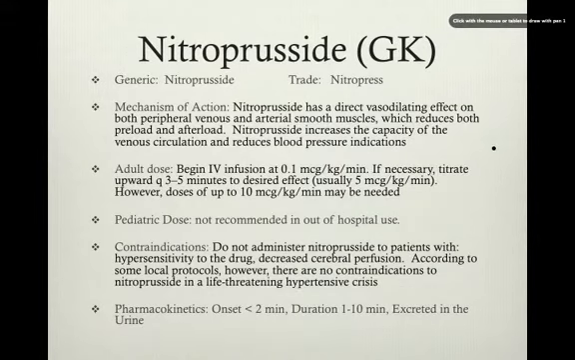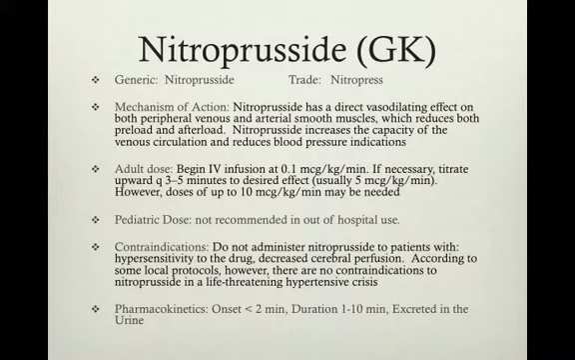This is going to be nitroprusside, and this is general knowledge. We're looking at the mechanism of action on this. It is a direct vasodilator that affects both the peripheral venous and arterial smooth muscles, which reduces both preload and afterload. Nitroprusside increases the capacity of venous circulation and reduces blood pressure. Indications: this is a Nipride drip, essentially.